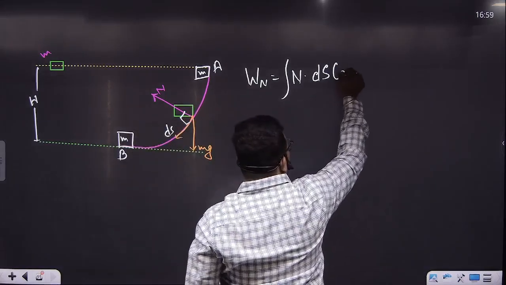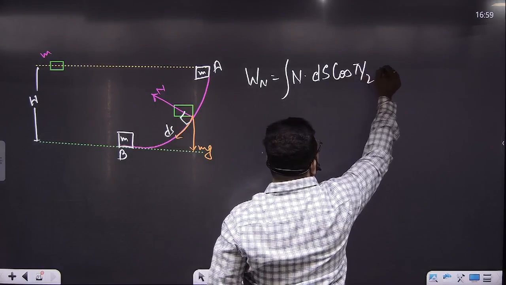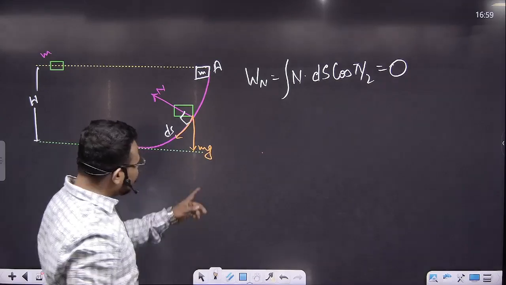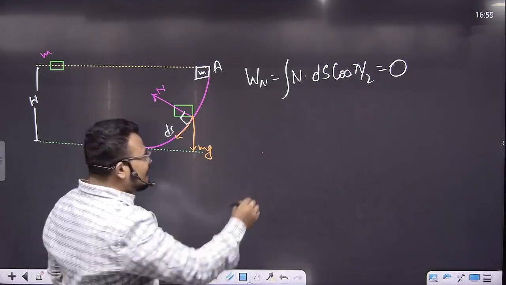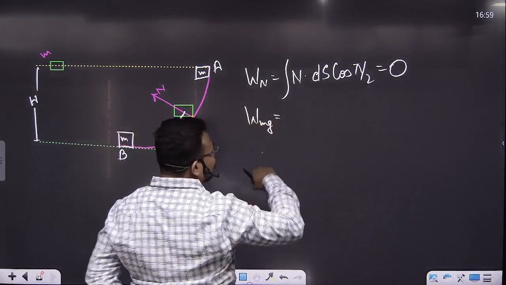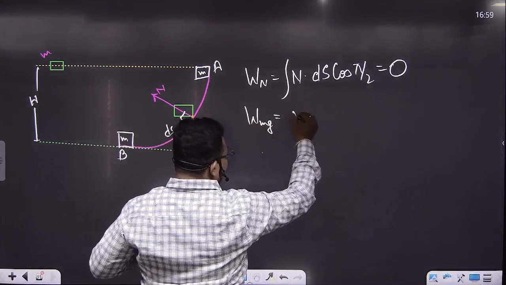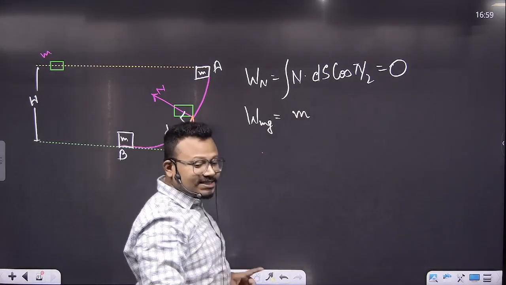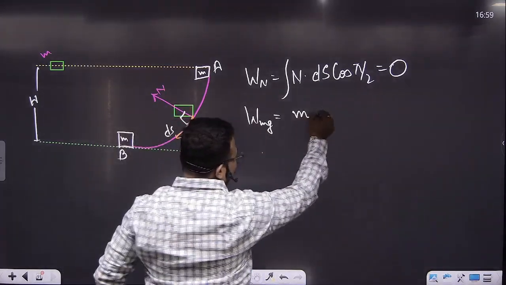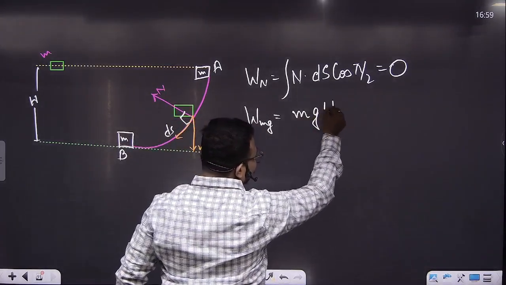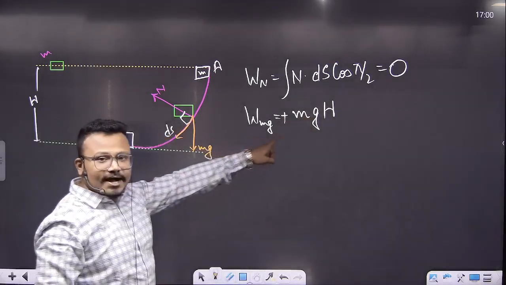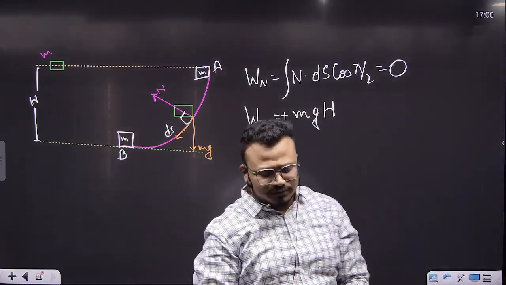So cos(pi/2) has the value 0. But one more force is there, mg. The work done by mg is the force mg times the displacement, which is h, and it is positive. So the net work done is mgh.